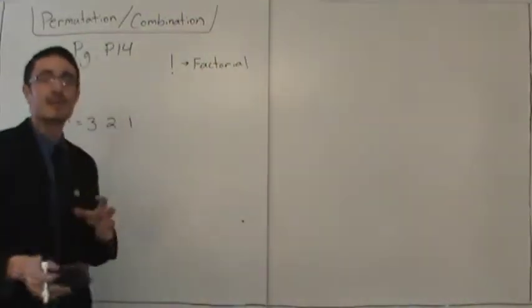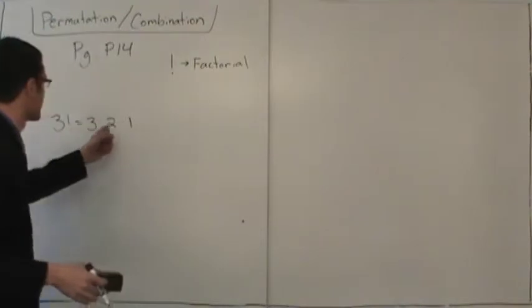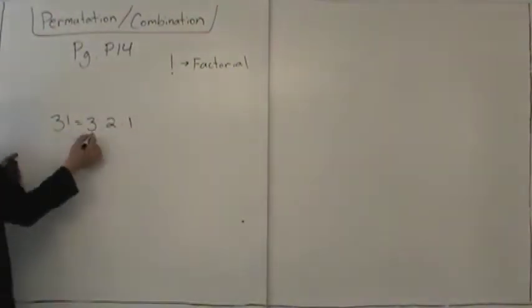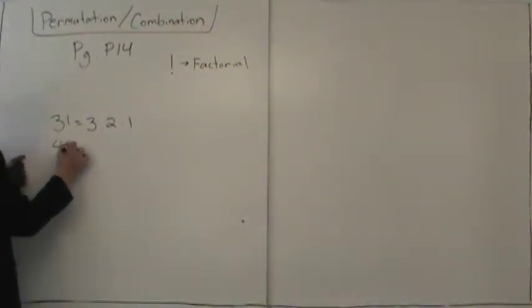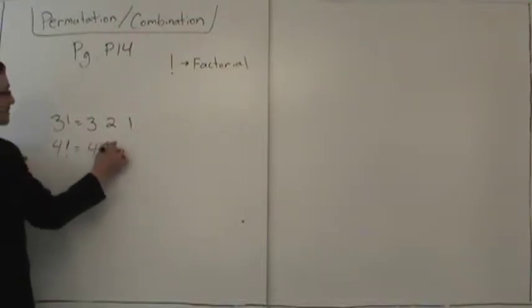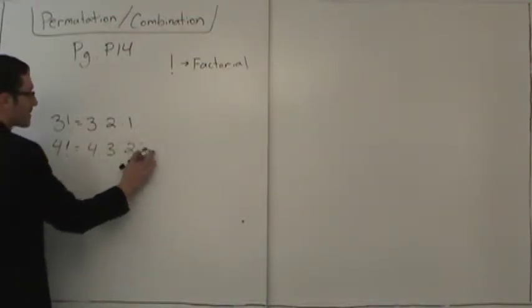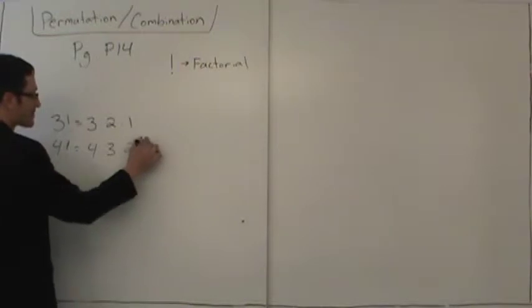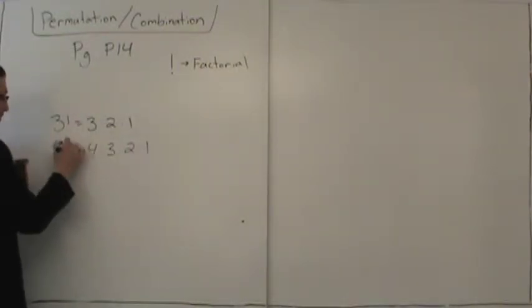Why? Because math people are lazy. They don't want to write 3 times 2 times 1. They want to just write 3 factorial. So what does 4 factorial mean? They got tired of writing 4 times 3 times 2 times 1. So what do they write? They just write 4 factorial.